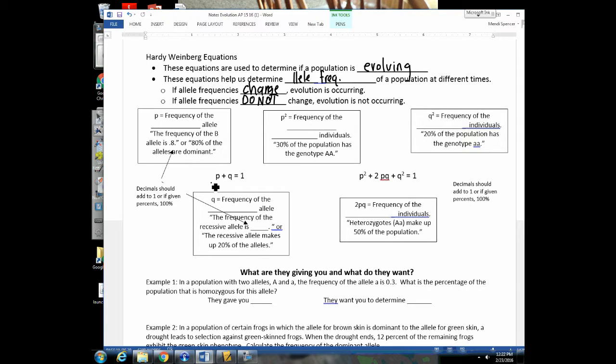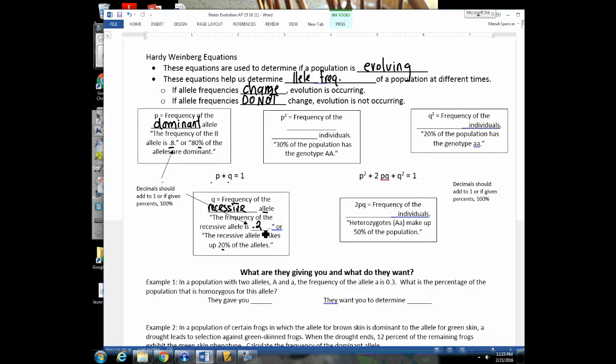P represents the frequency of the dominant allele in a population. So if 80% of the alleles are that dominant allele, then we know that 20% of the alleles are going to be the recessive allele. We can write this two different ways. We can say the frequency of the B allele is 0.8, or we can say 80% of the alleles are the dominant allele. If 80% of the alleles are the dominant alleles, then that means 20% of the alleles are the recessive alleles. Q represents the frequency of the recessive alleles in a population. So we can either say 20% of the alleles are those little a's, or those recessive alleles, or we can say they occur at a frequency of 0.2.